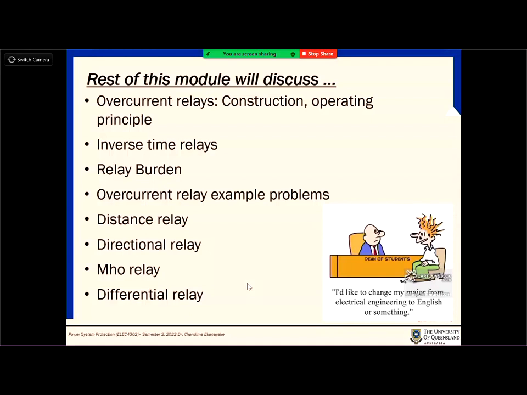This will continue next week as well, but I want to start that because our... so you don't want to change your stream, right, from here to English, because you are going to learn a lot of things now. Overcurrent relays, inverse time, relay burden, blah blah, a lot of terms. You didn't see the cartoon, right? Oh, yes.